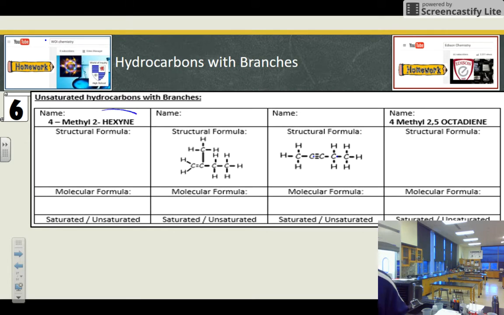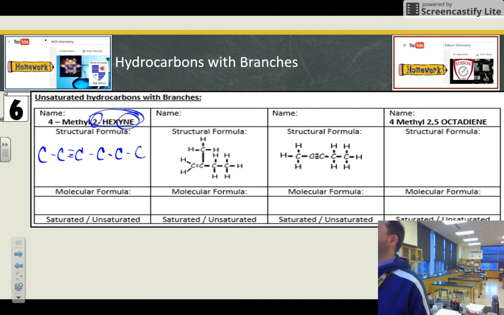So I see 2-hexyne. Let me start there. Hex, 6 carbons. 1, 2, 3, 4, 5, 6. Yne says there's a triple bond. Where is the triple bond? It's on the 2nd carbon. So let me put a triple bond in there. Good. Then 4-methyl says side chain of 1 carbon on the 4th carbon. 1, 2, 3, 4. On the 4th carbon, put 1 carbon, and here we go.